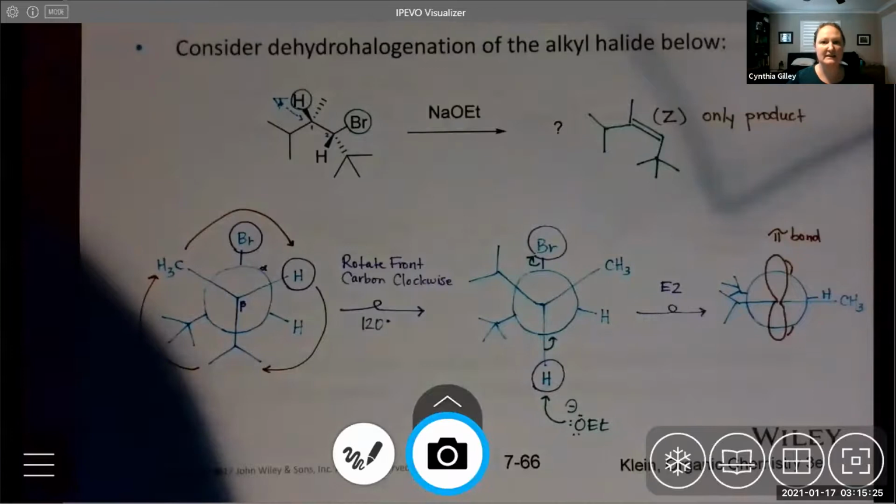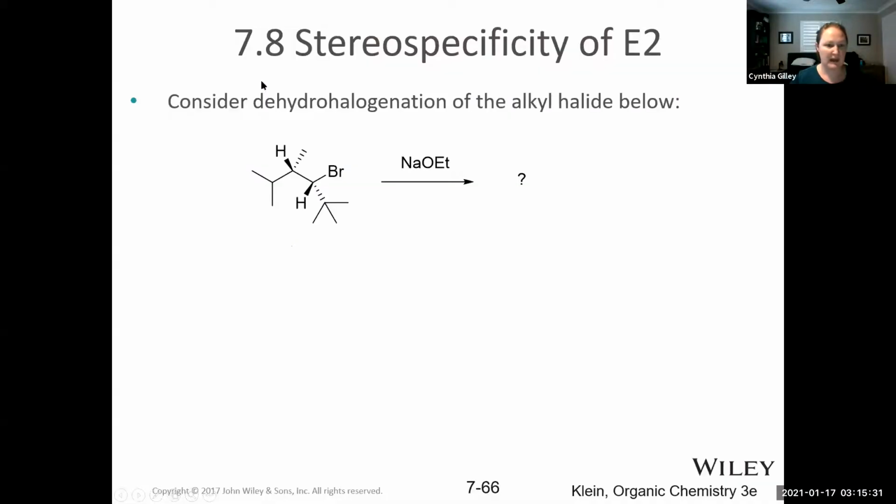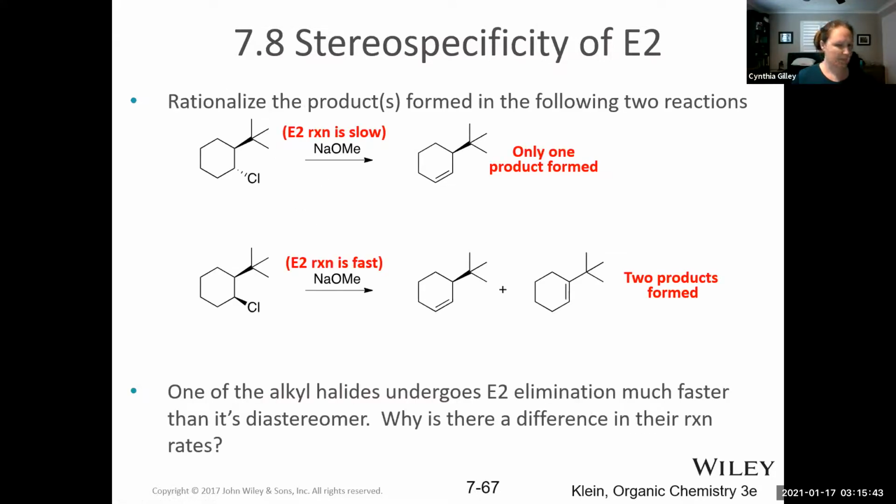So that is a stereospecific E2 reaction where you have a chiral center at both the alpha and beta carbon, only one hydrogen at the beta carbon, and that's when you know you need to draw Newman projections to determine the correct product.